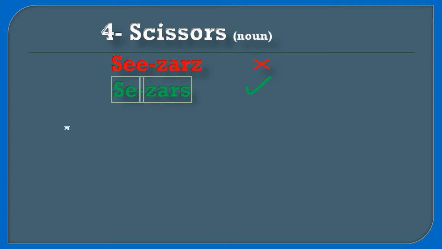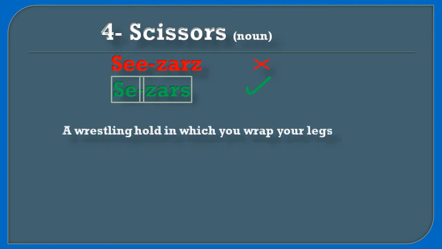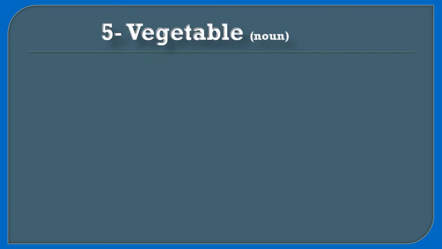We can also use scissors in wrestling as a trick. A wrestling hold in which you wrap your legs around the opponent's body or head. You might have seen that in wrestling. One wrestler holds another wrestler in his arms or legs, or wraps his legs or arms around the opponent. Next commonly mispronounced word is vegetable.